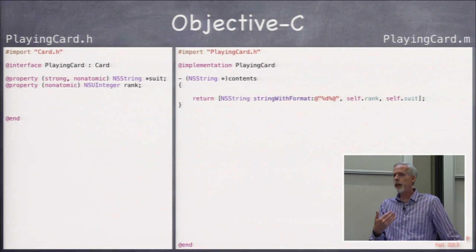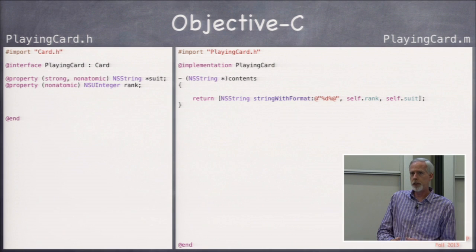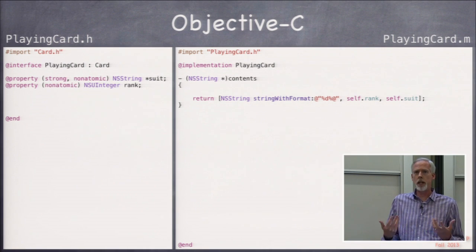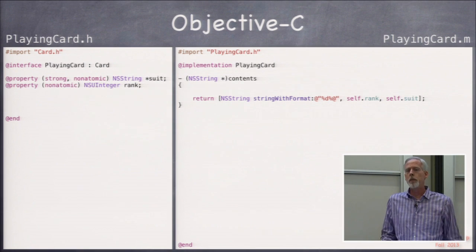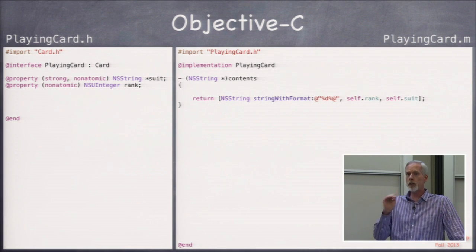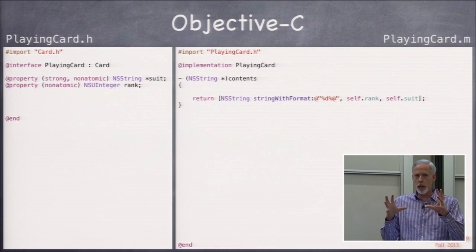So notice that in PlayingCard, we're overriding the Card method contents. We inherit contents from our superclass, and by default, contents just returns the value of whatever the contents property is. But here in PlayingCard, we're going to override contents to actually calculate our contents based on these other two properties. So we're overriding the getter of contents so that it always returns a string, the contents of this playing card, that is calculated from the suit and rank.